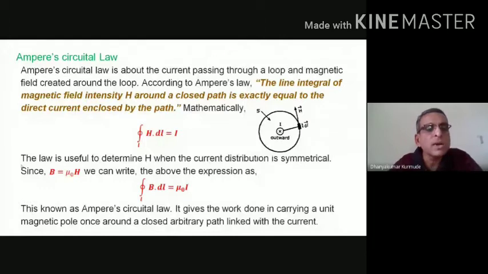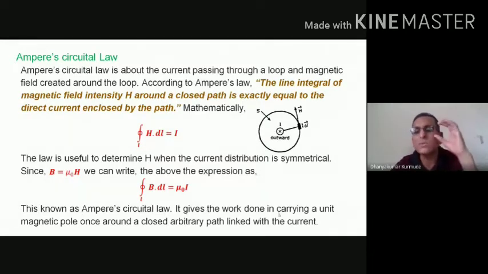Now this law is useful to determine magnetic field intensity when the current distribution is symmetrical. Again, we know that the magnetic induction B, which is a vector quantity, is equal to mu 0 H, where mu 0 is the permeability of the medium. Then with this we can rewrite the equation as the line integral of B dot dl is equal to mu 0 I. This is known as Ampere's circuital law.